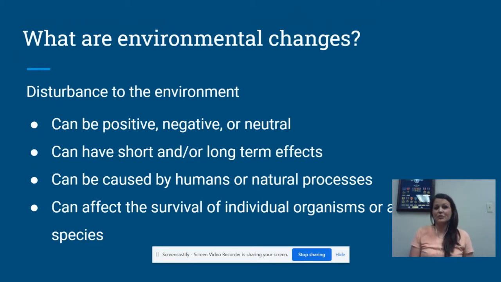Environmental changes can have short term effects, so in the environment you'd see those changes almost immediately, or more of a long term effect, so over an extended period of time. Environmental changes can be caused by humans, so things like oil spills, the BP disaster, urbanization, the building of cities, or by natural processes, so things like floods, hurricanes, droughts. Environmental changes can affect the survival of an individual organism, so one organism, or an entire species or population could be affected. So that's a short introduction into environmental changes.